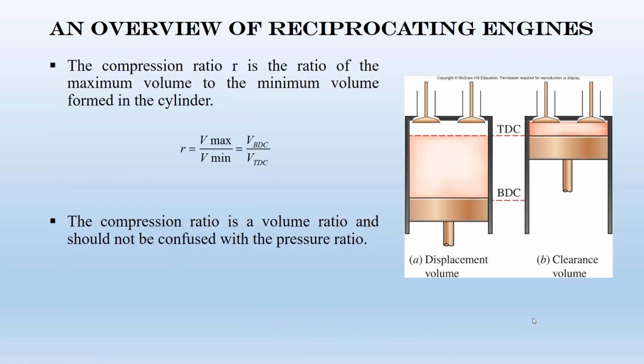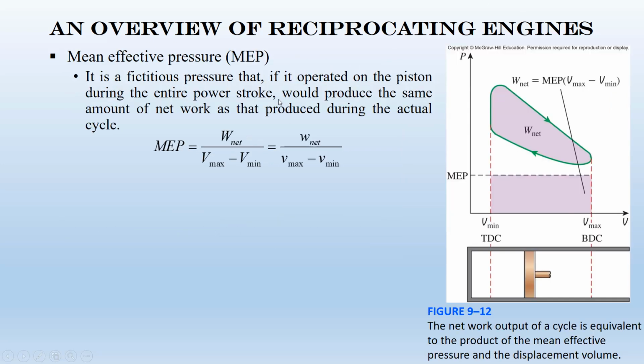So what is the compression ratio? Keep in mind that the compression ratio is the ratio of Vmax over Vmin. So the compression ratio is unitless; there is no unit for the compression ratio. The other thing is that the compression ratio is the ratio of two volumes. It's not the ratio of two pressures. This is a very common mistake, guys. The compression ratio is the ratio of volumes, but not pressure. It's the ratio of Vmax over Vmin.